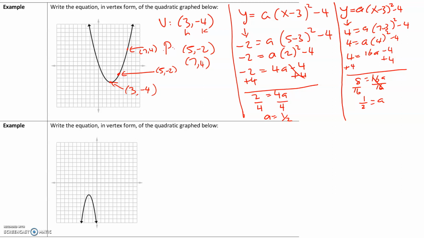So the equation is y equals 1/2 times x minus 3 squared minus 4. The second example, let's save this one for class.